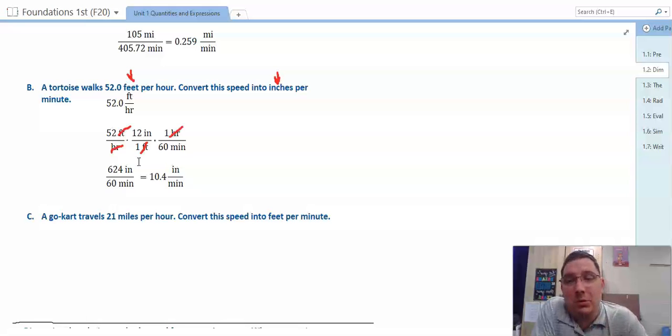All right, the last example we're going to look at today, again, we'll look at example 3 in the next video for the next lesson. A go-kart travels at 21 miles per hour, and we want to convert this to feet per minute. So I want you to try this one on your own for a second. I want you to pause the video here.